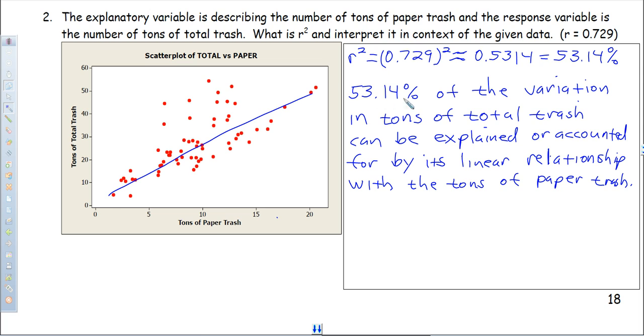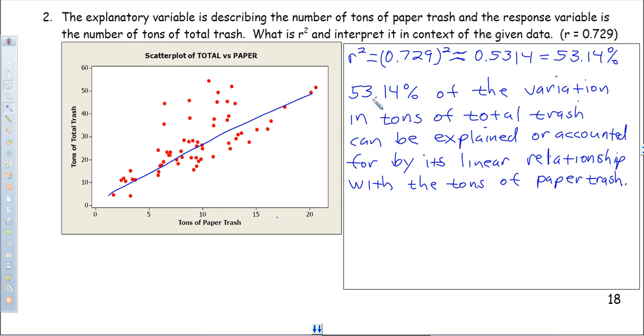So 53.14% of the total variation in tons of total trash can be explained or accounted for by its linear relationship with the tons of paper trash. Let me just clean this up real quick. So how much is left over now?